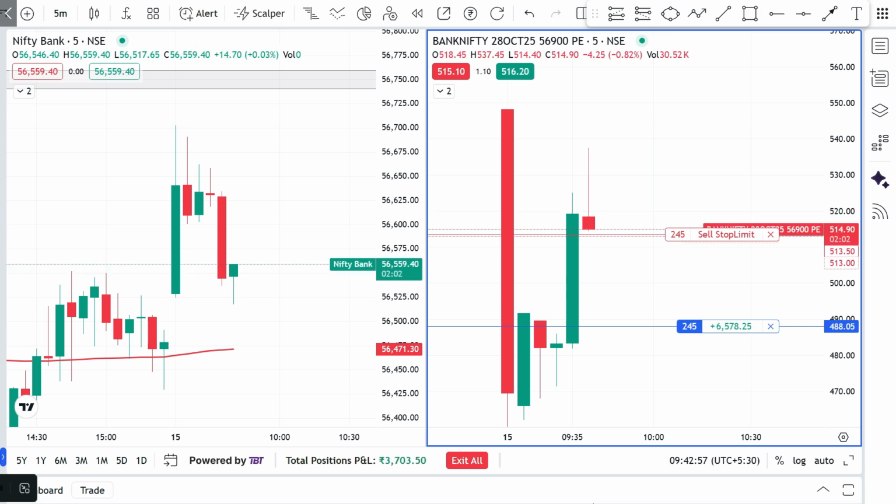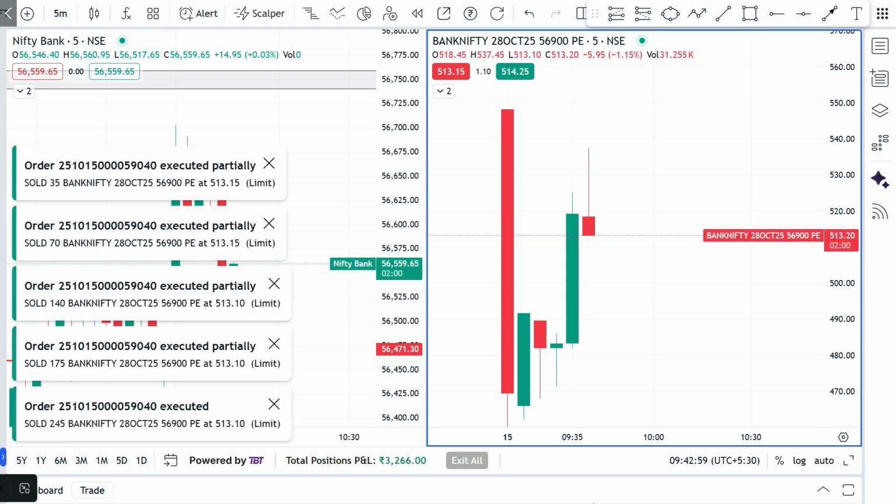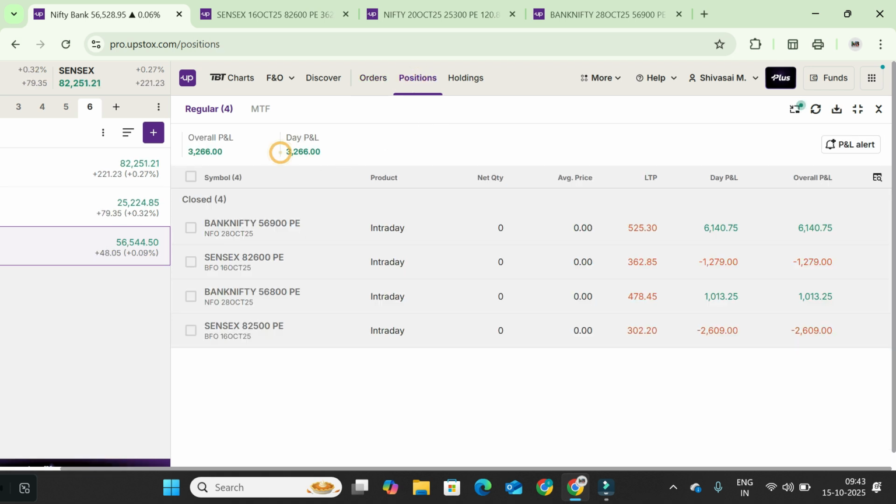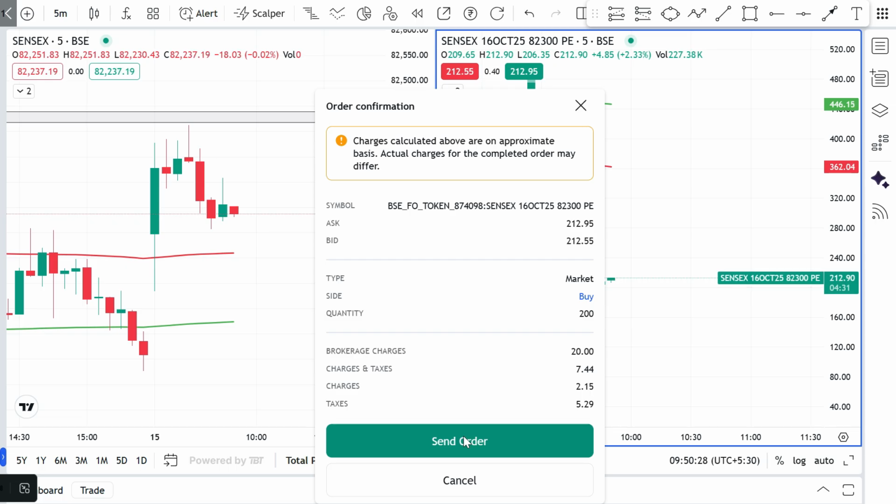Okay, you can say the 2 plus hit our trail sell. Okay, our trail got triggered, and this is the entry and exit, and the final position back to green. Okay, let me enter first.